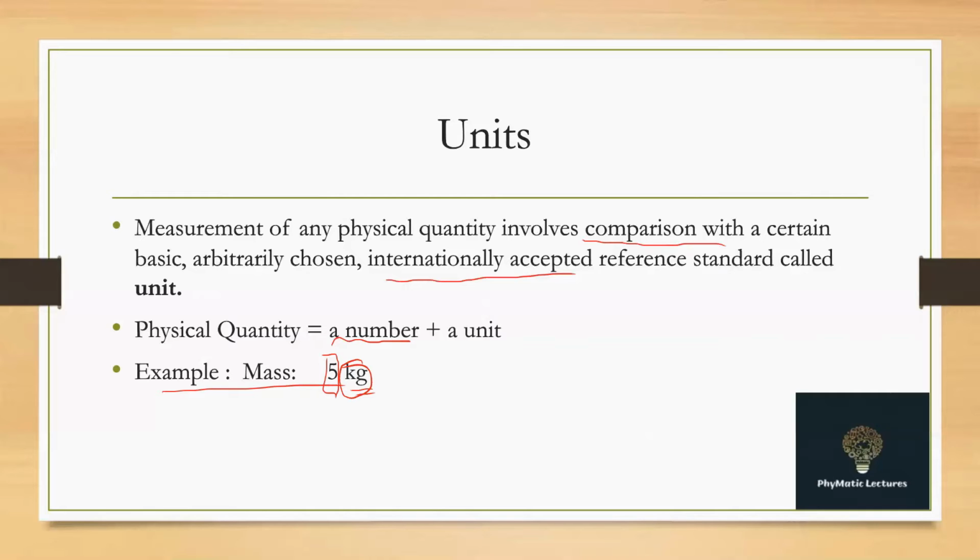I hope you got it. So 5 kilogram: 5 is the respective number, and kilogram shows what kind of quantity this is, which is mass, right? So that is the content of a physical quantity: a number and a unit. I hope you got it.